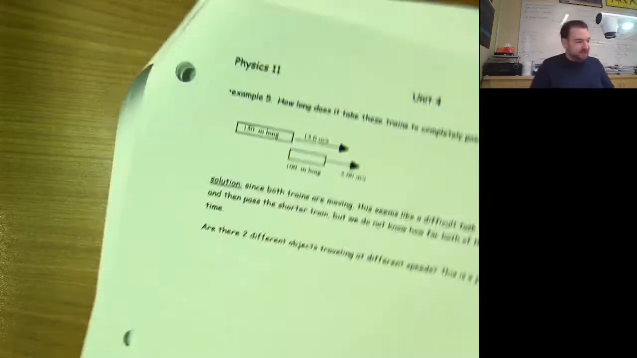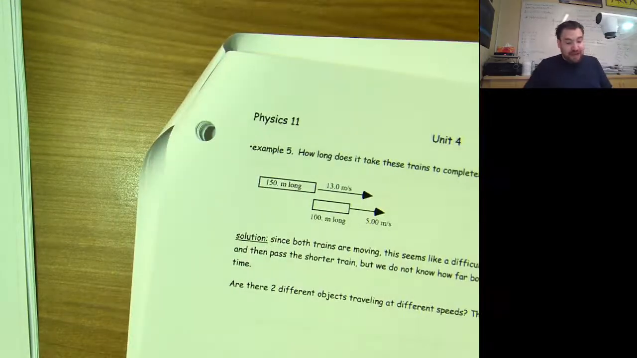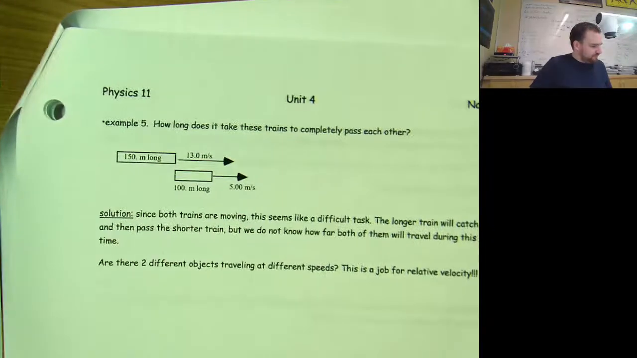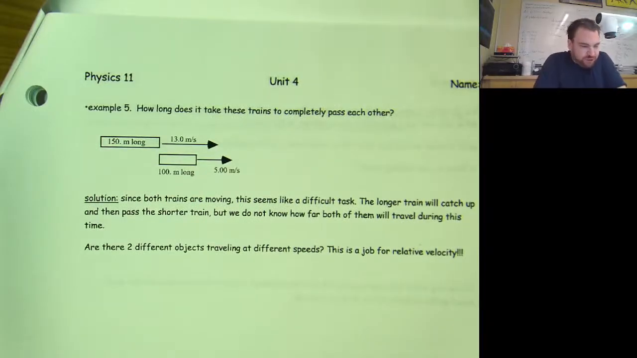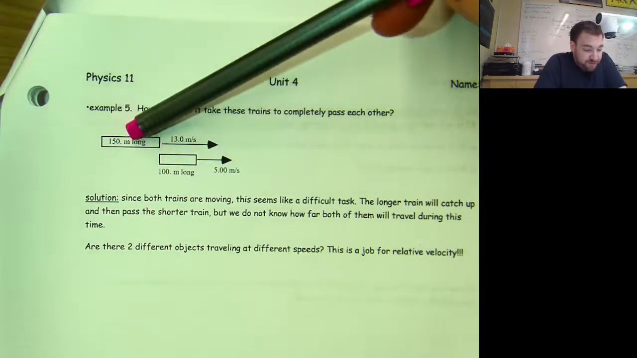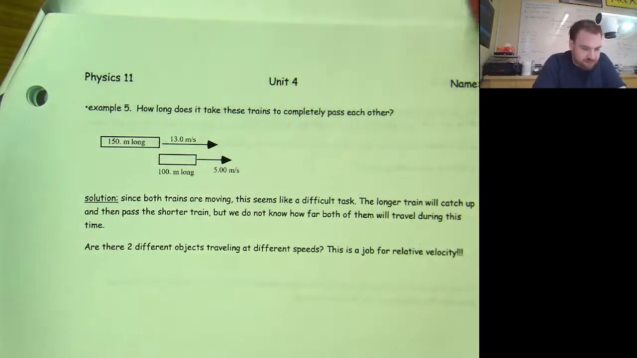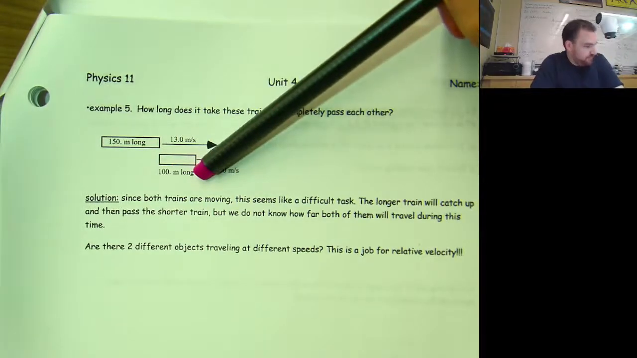Okay, skip ahead. We've done all this before. It's the trains. We should recap it. Okay, fine, flip back. Let's do one example. How long does it take these two trains to completely pass each other? This is way back, an online video from when we started this quarter, February? I've got two trains, a 150 meter long train traveling at 13 meters per second and a 100 meter long train traveling at 5 meters per second. How long does it take this train to pass this train? What do you do?